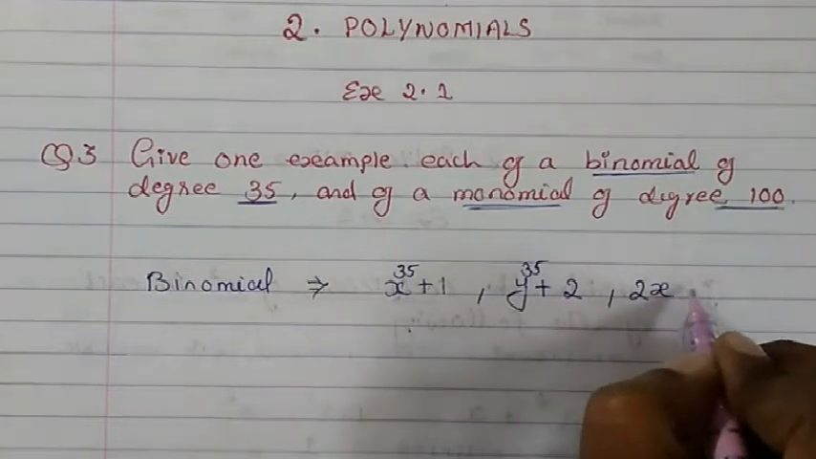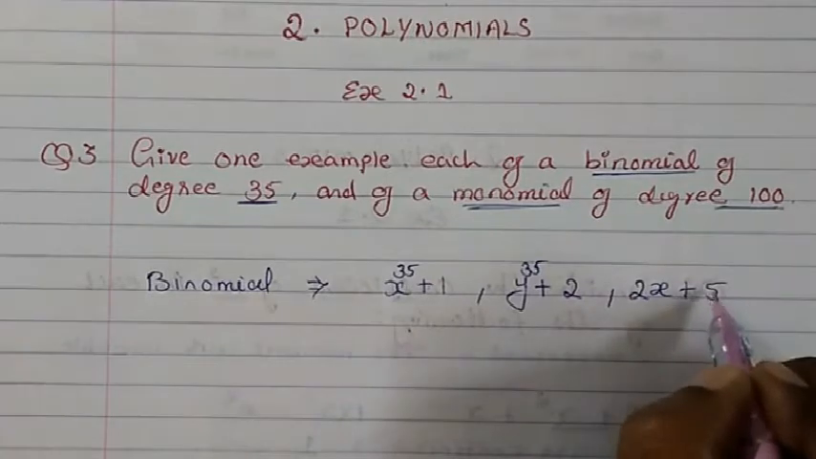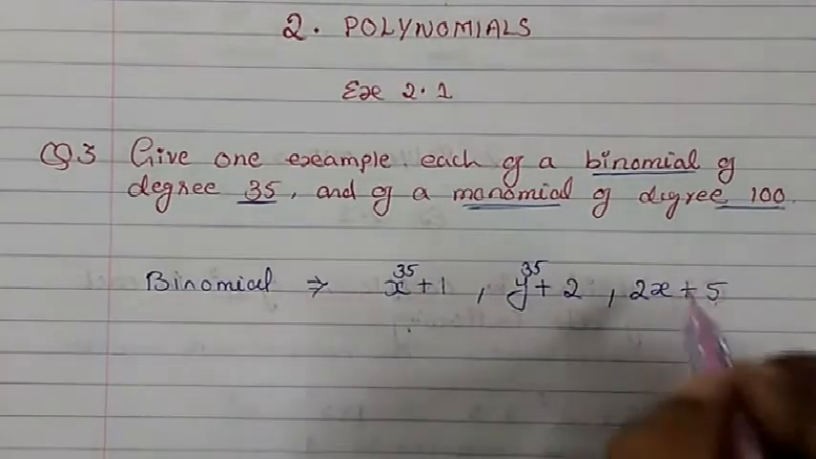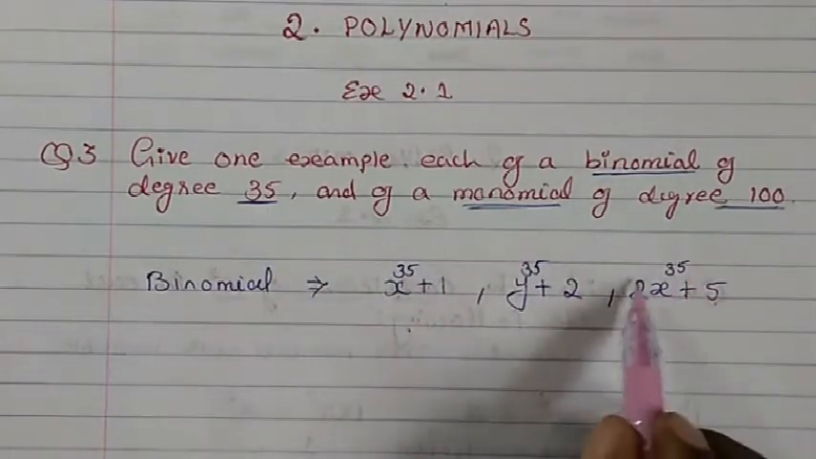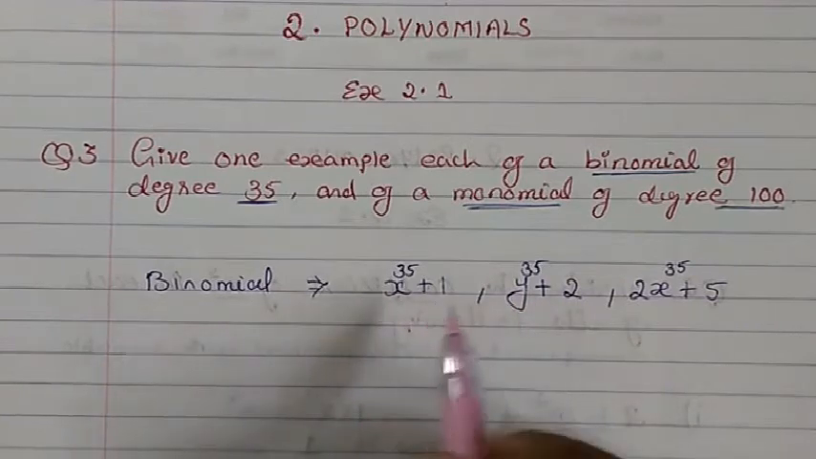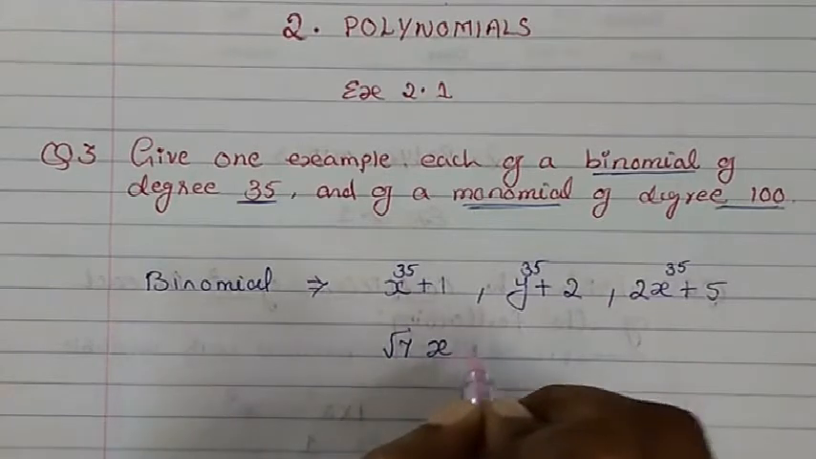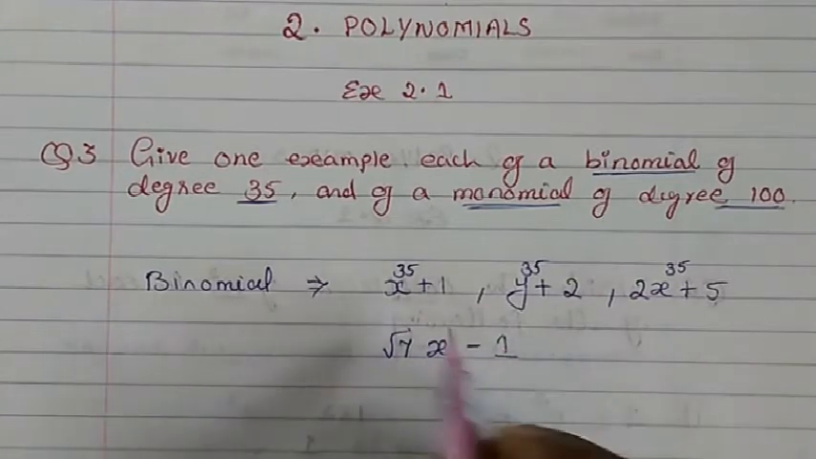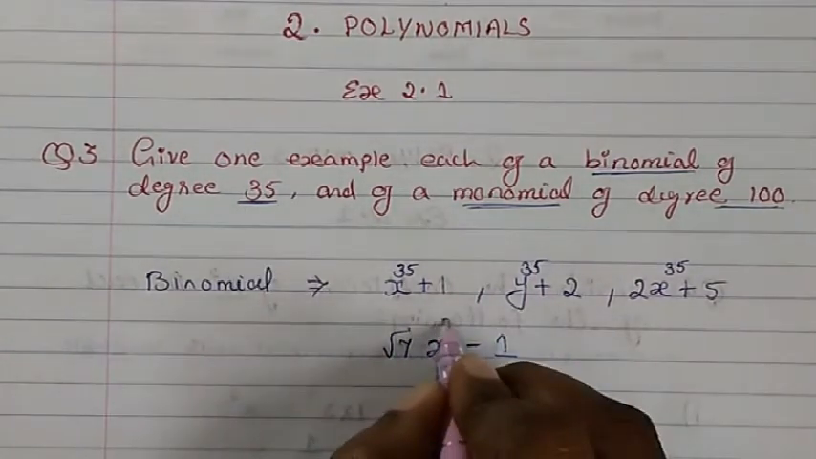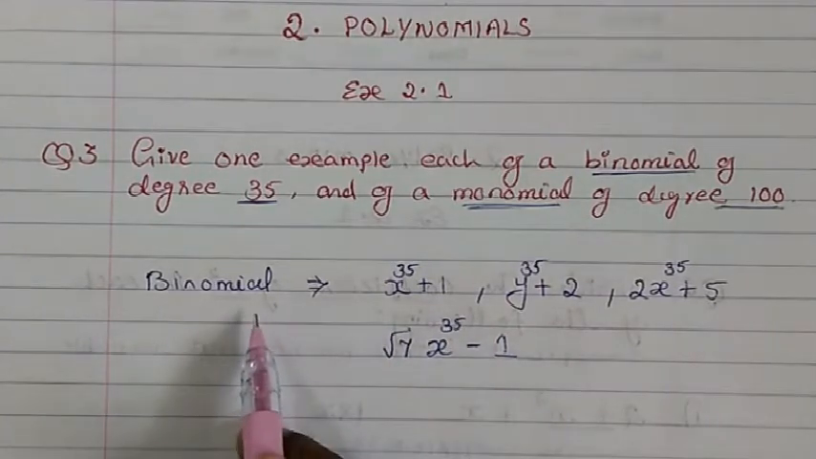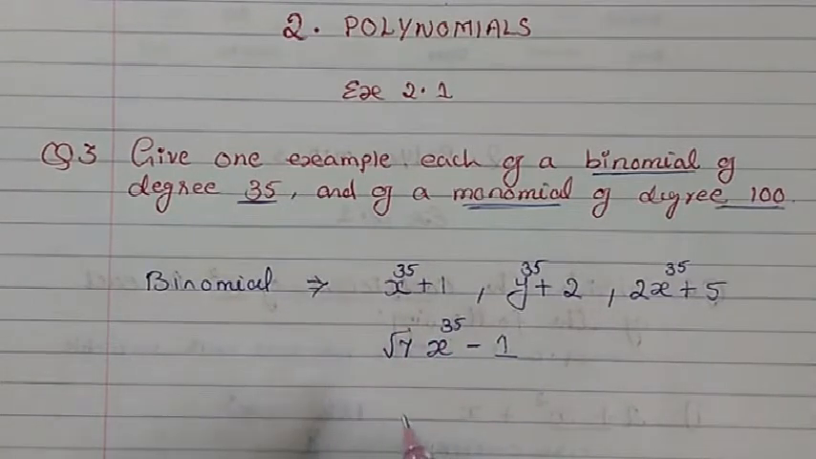Or you also can write 2x plus 5. Here also this is one term, this is another term. So two terms, so it became a binomial, and then for the degree you have to write 35. All that you have to do is make the degree 35 and make sure there are two terms. Or you also can write root 7 x minus 1. Here also two terms, this is one term and this is another term, and the degree has to be 35. So these are the examples. I have written many examples, but you have to give only one example for binomial.